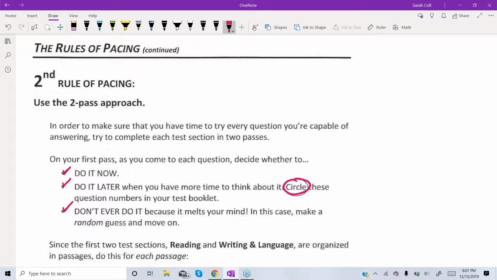Okay, so one other thing that I wanted to mention, let's say you're doing passage 1, right? If you go to passage 2, you probably, like the sections that have passages, like the reading section, you want to make sure that you're guessing at the end of each of the passages. So you don't want to leave questions for later.